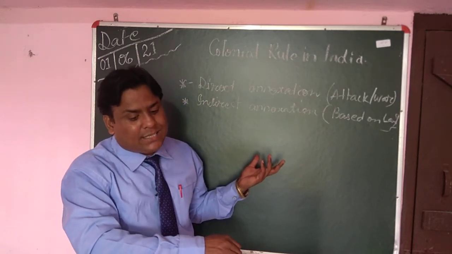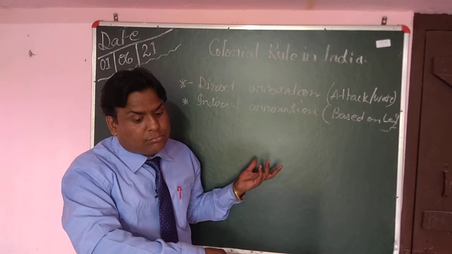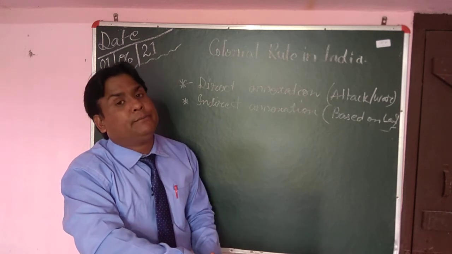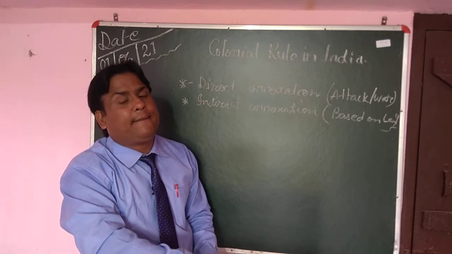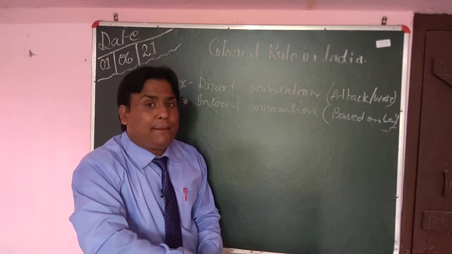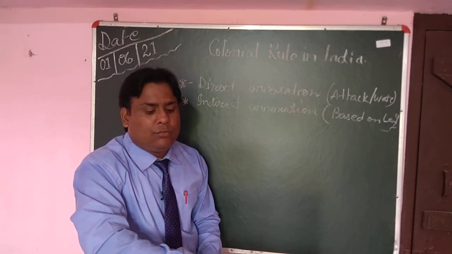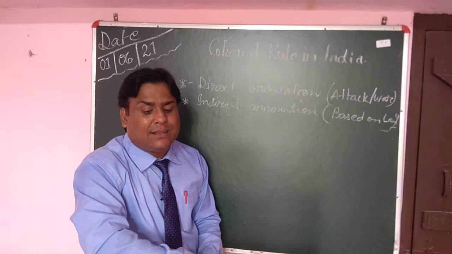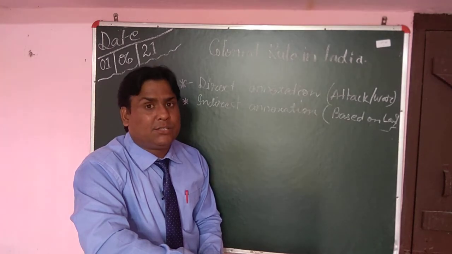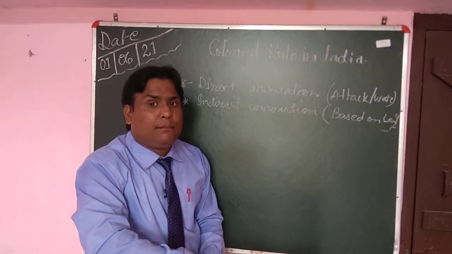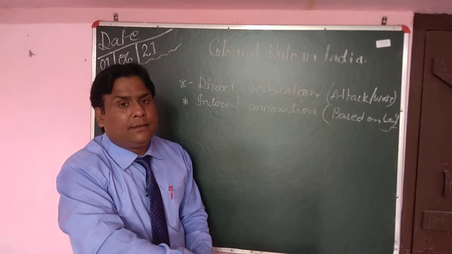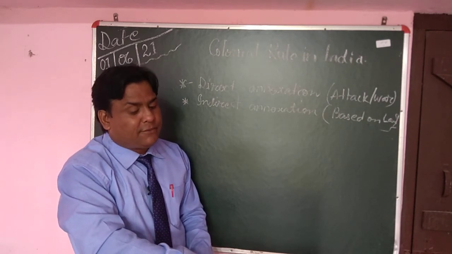And in indirect annexation, there were some different methods which were applied. There was one rule known as the subsidiary alliance, and the other was the doctrine of lapse. These were the two laws that were made by the Britishers to annex different territories.